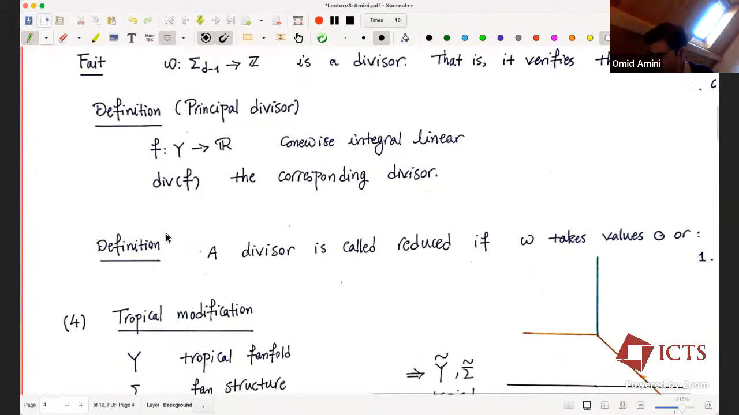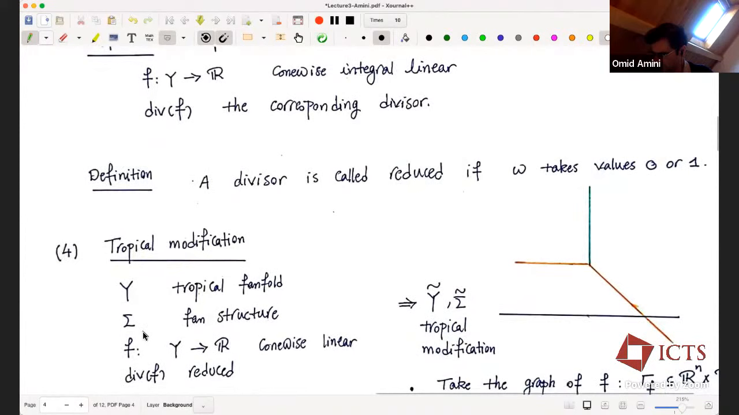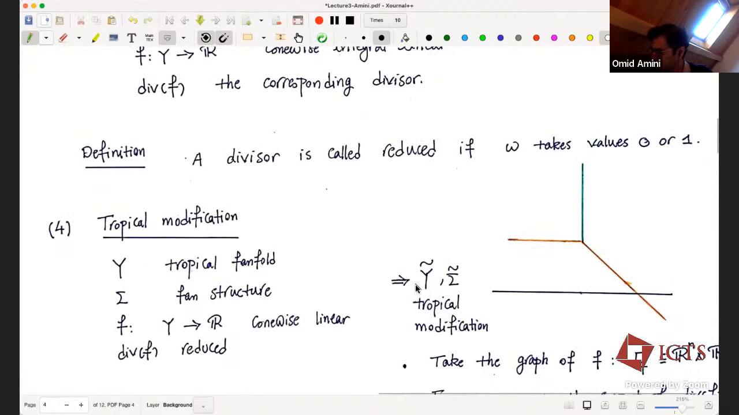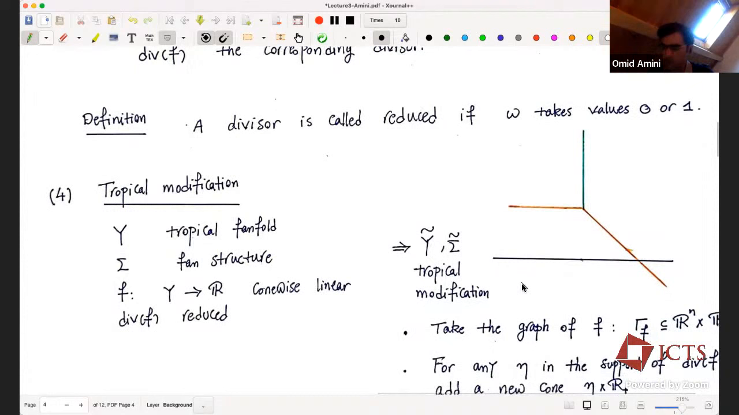For the tropical modification, you start with the tropical fan fold, and you take a function, which has a divisor. If you first take the graph of the function, it gives you something which is homeomorphic to the fan fold you started with, but it is not balanced. Then you add some cones, by taking the cones which are in the support of the divisor and taking the product of those cones with R plus. So you go one dimension up because you're taking the graph. And then you modify the support of the tropical fan by adding these new cones. So you change the support, but you get something which is still tropical.